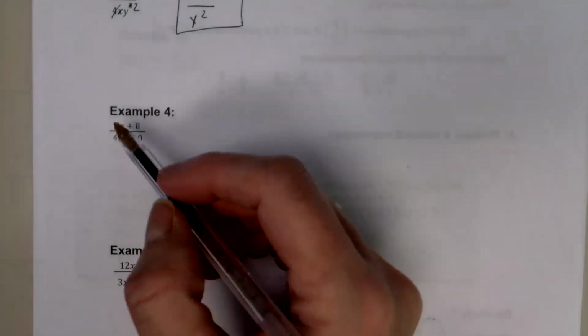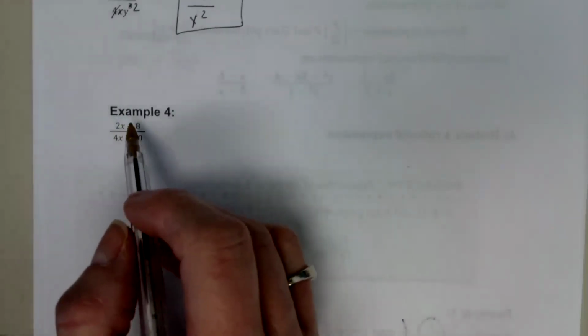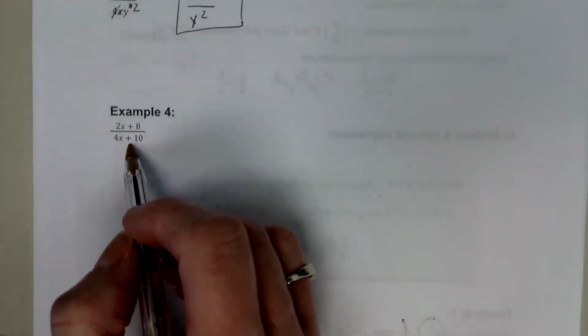Example 4, we would like to be able to just say 2 cancels into the 4 and part of the 8 cancels into 10, but they have to be things that multiply. And right now we have 2x plus 8 and 4x plus 10. So because there's a plus there, it won't work.